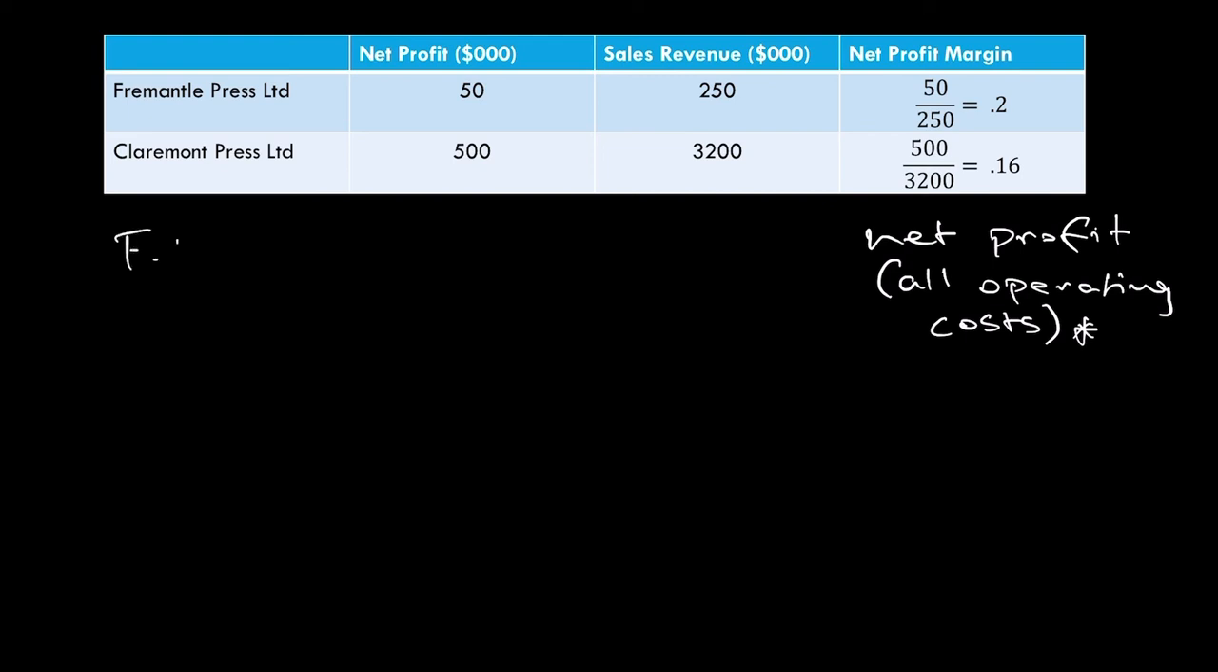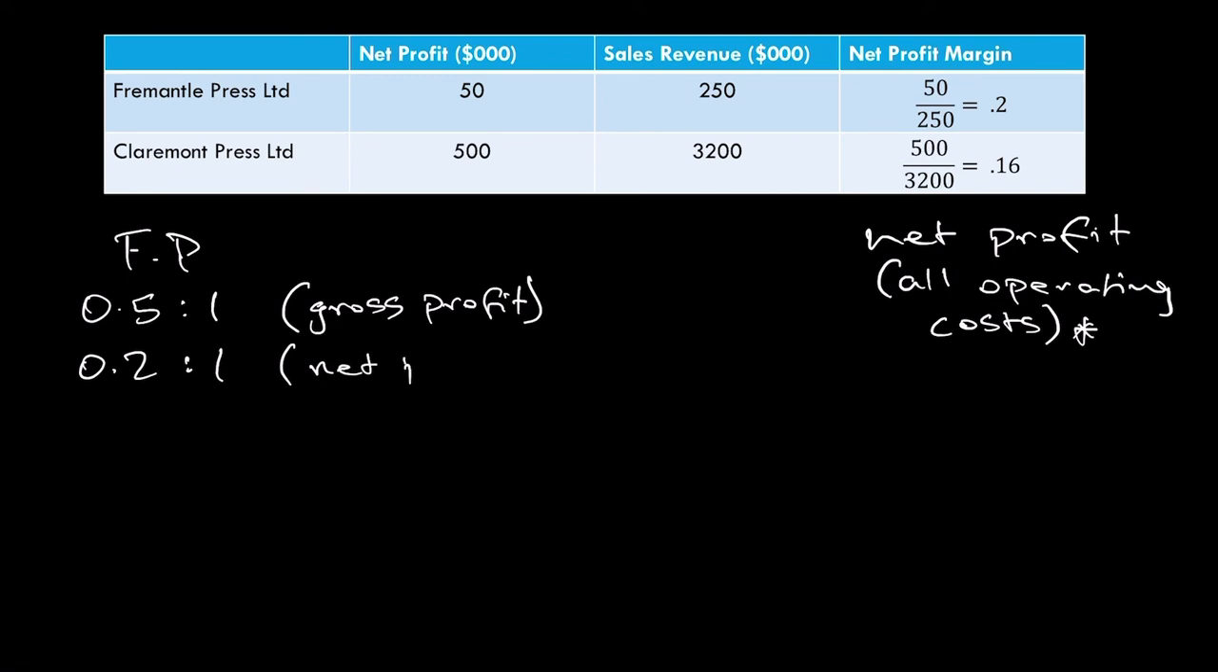So if we compare Fremantle Press's data, we can see that their gross profit margin was actually 0.5 to 1, which was gross profit. That ratio has declined to 0.2, so 20 cents per dollar, once we've taken into account all overheads of the business. When we have a look at Claremont Press, we can see where previously they were making 25 cents of profit for every dollar of sales, they're now only generating 16 cents for every dollar of sales earned.